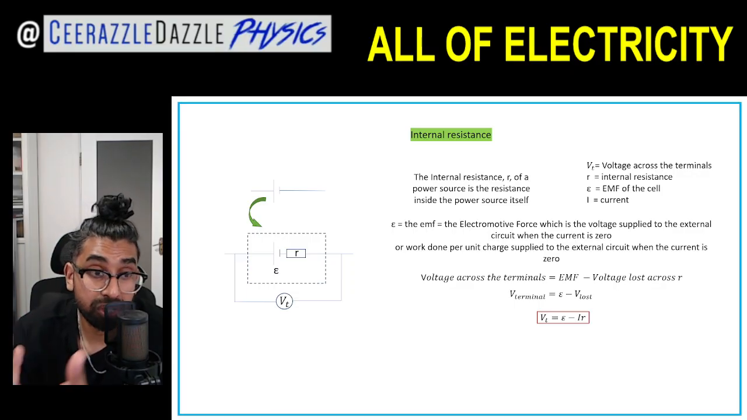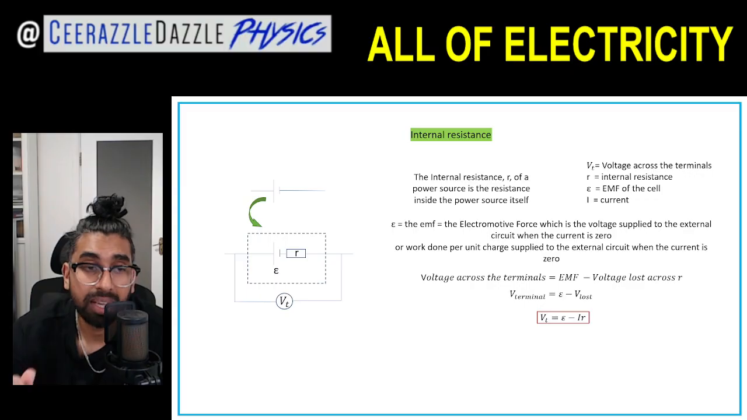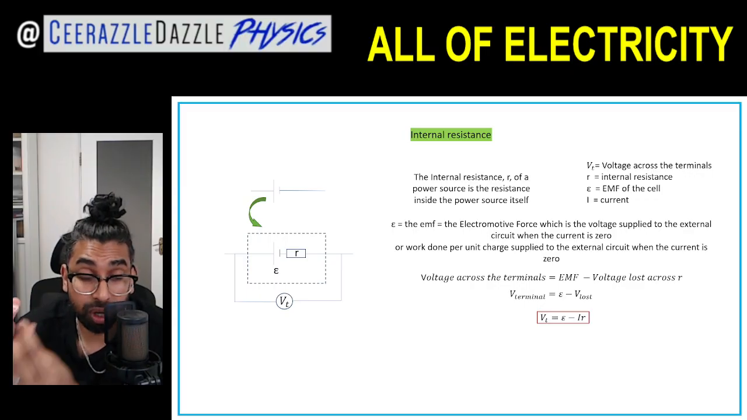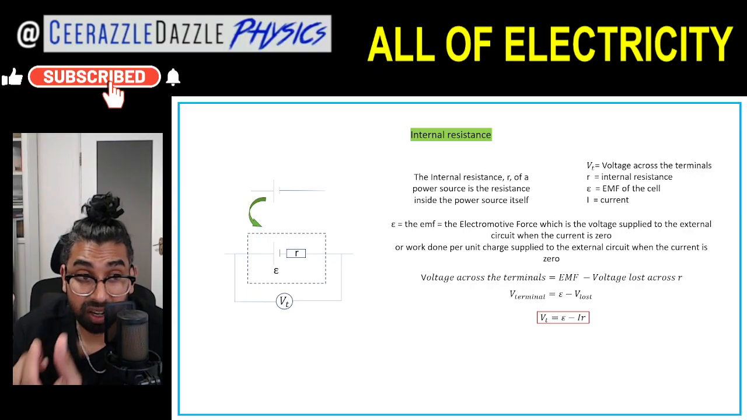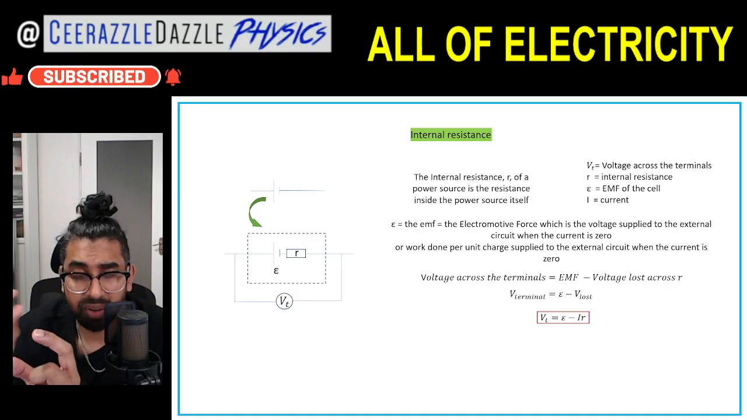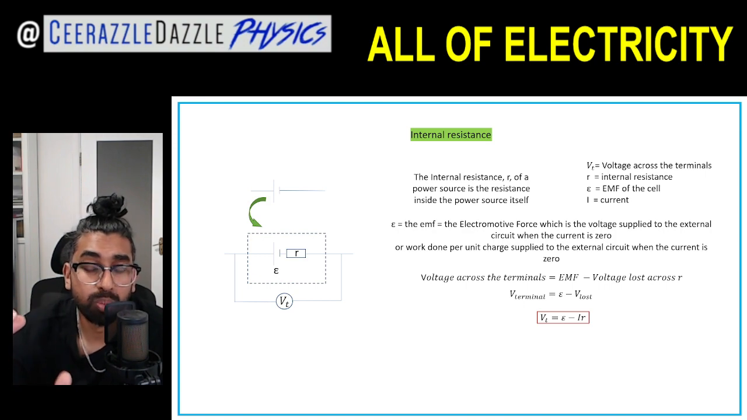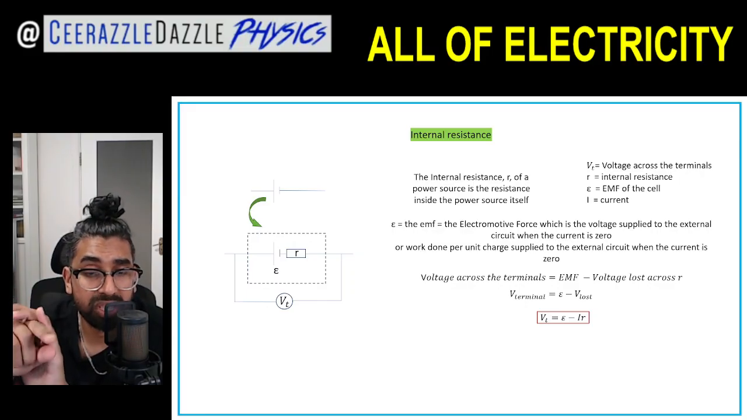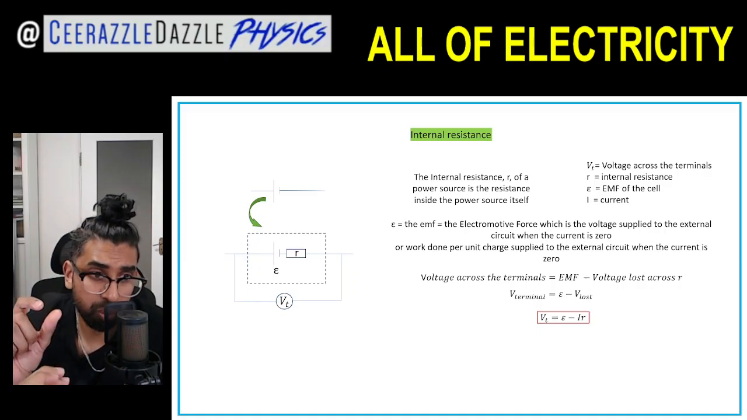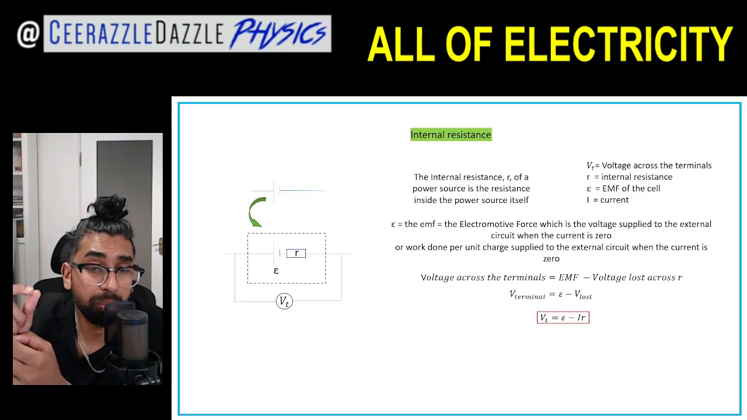Now obviously the voltage across the terminals will be equal to the EMF, E, minus the voltage dropped over the internal resistance, r. Yes, because as current flows through it, that internal resistance is going to take some of that voltage away. That's why it's equal to the EMF minus the voltage lost across r. So look at our formula: VT, the voltage across the terminal, is equal to the EMF minus the voltage lost. That is also going to obey Ohm's law, so we can replace the voltage lost with the current going through that internal resistance r.